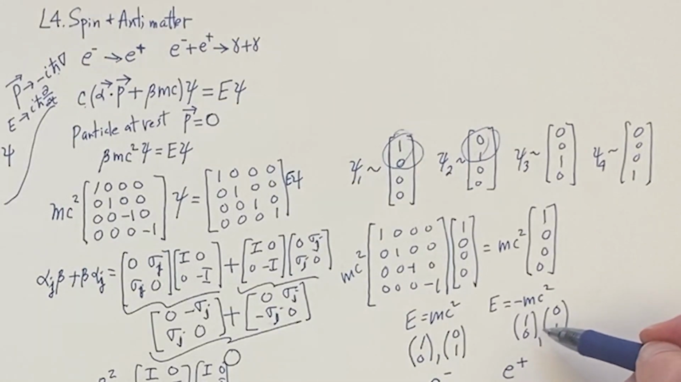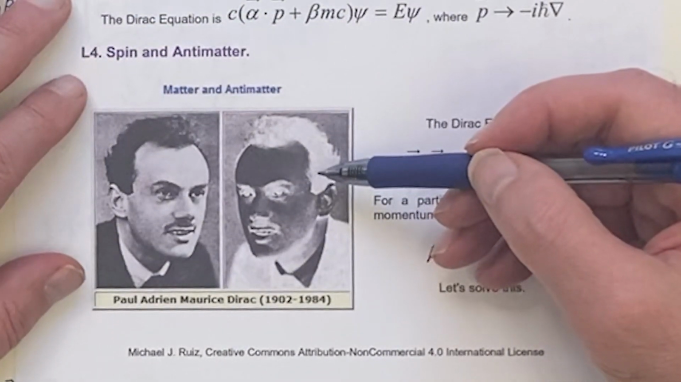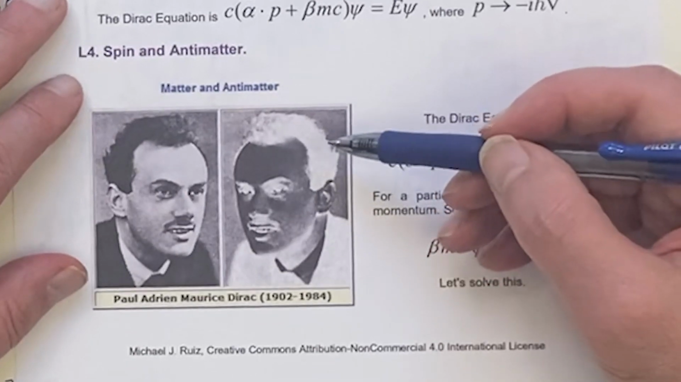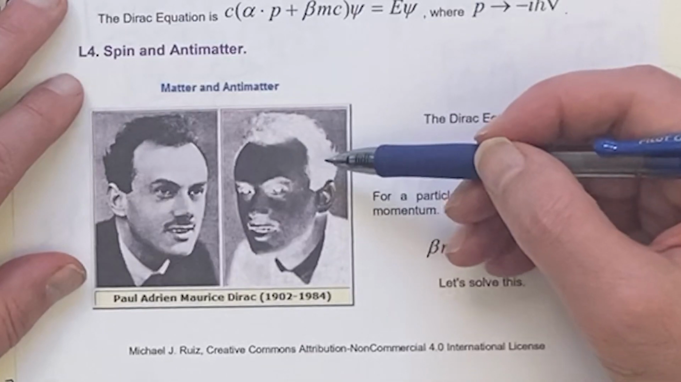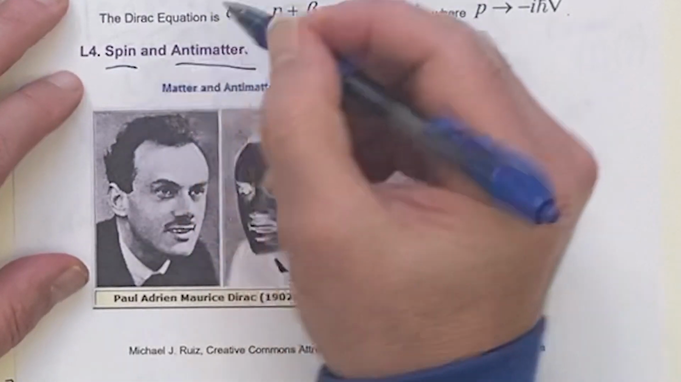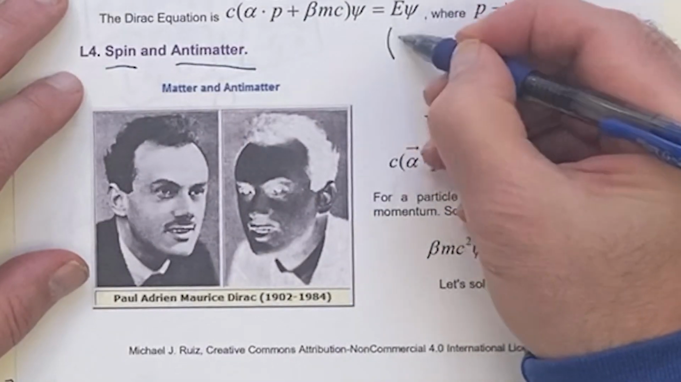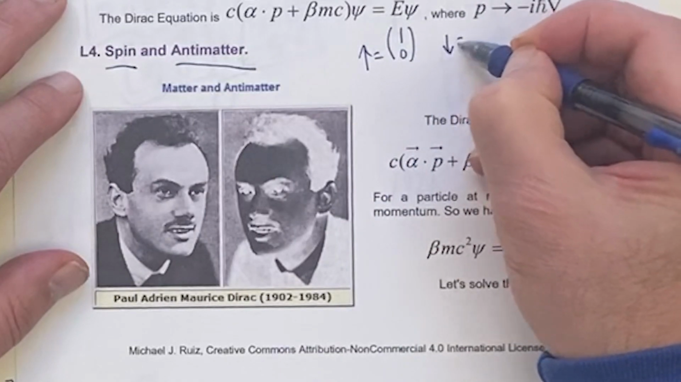And this is usually taught in graduate school. I never saw the Dirac equation as an undergraduate, but you see it here in this course. And we see spin and antimatter. The spin of the electron comes out naturally. It comes out naturally, spin up and spin down.